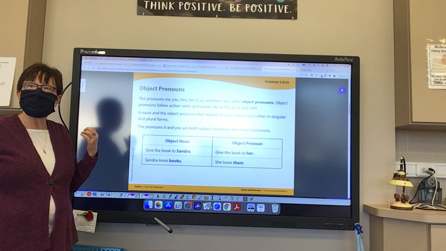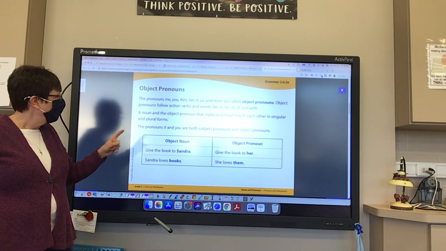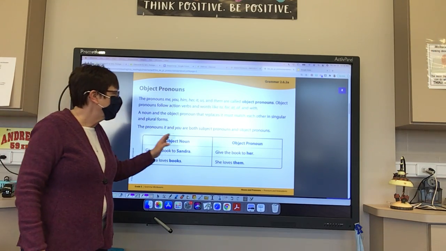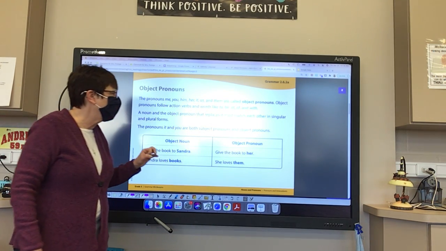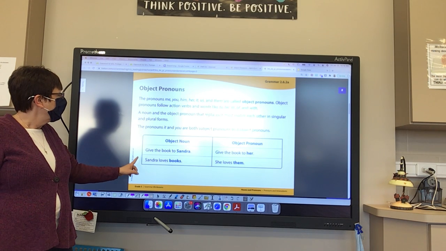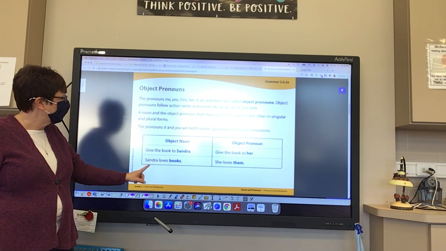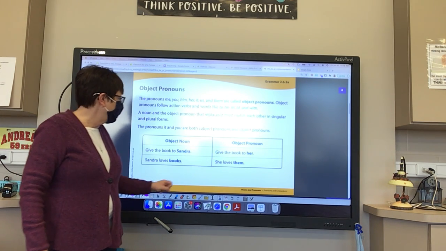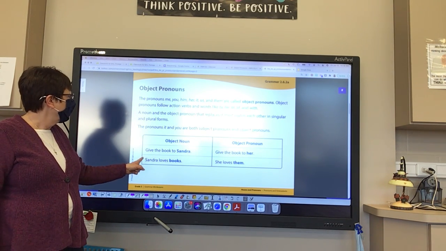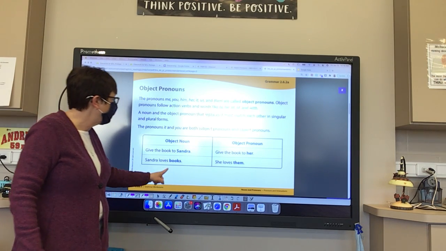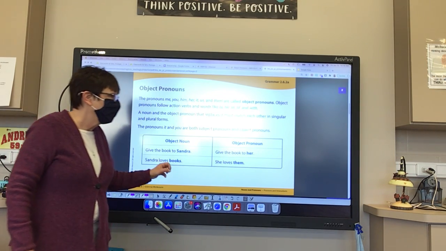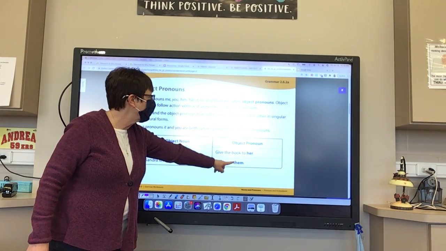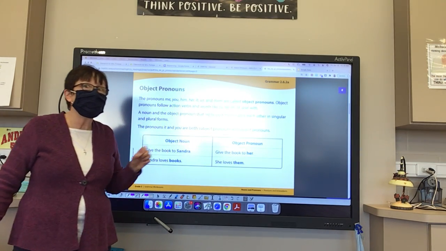So boys and girls, here are some examples. Give the book to Sandra. We can also say give the book to her. That's the object pronoun. Sandra loves books. We can replace it with she loves them. We replace both of them. Sandra becomes she, books becomes them. That is a plural pronoun. Them is more than one.